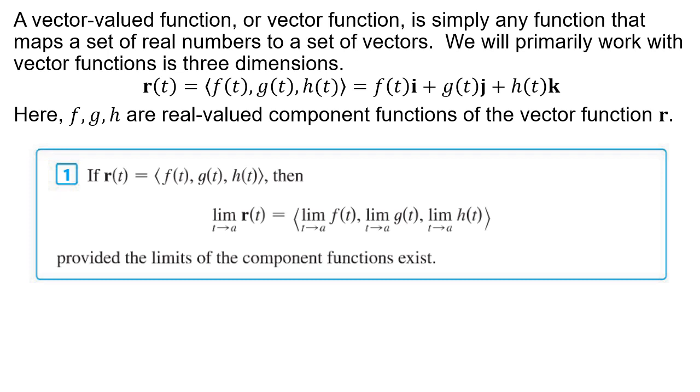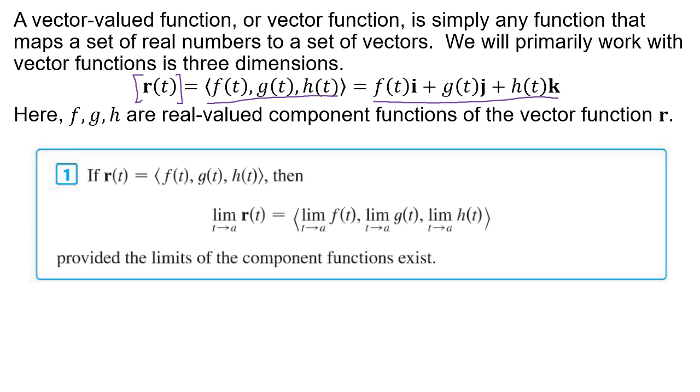Since these are vector functions, you will need to be able to write everything as, we're going to call it, the vector r. So r of t is a vector, and it can either be written in component form, which I prefer, or if you prefer ijk form, that is perfectly fine as well.